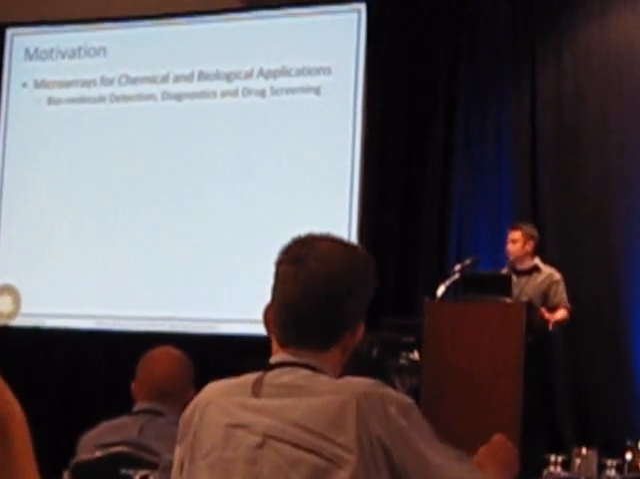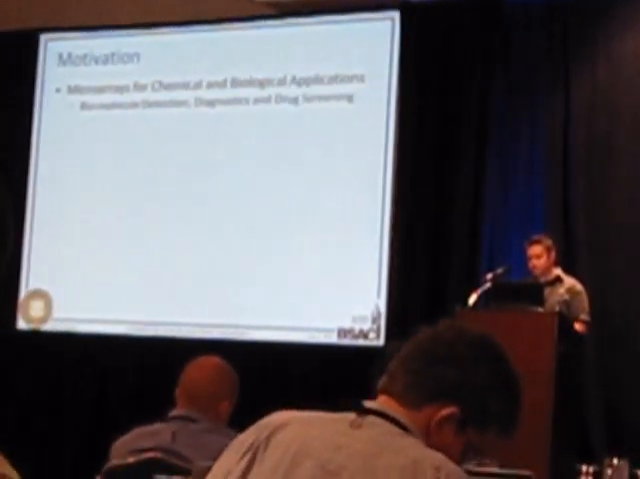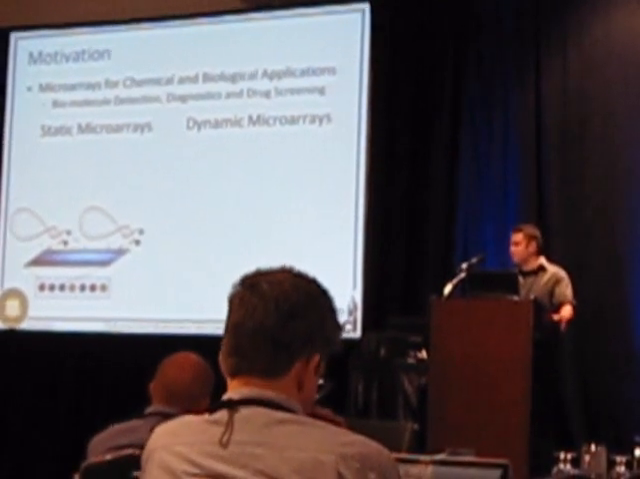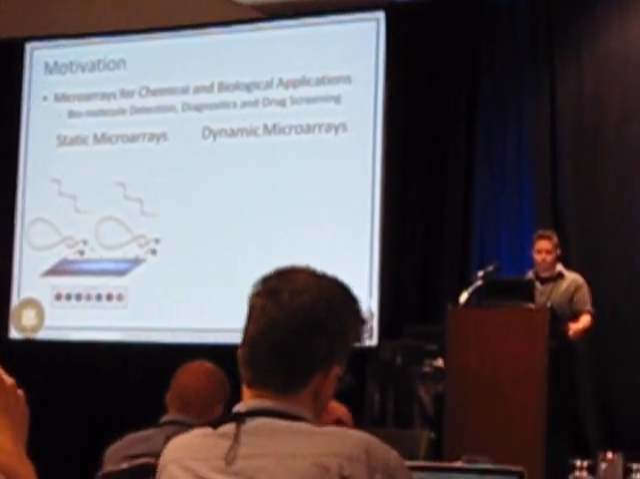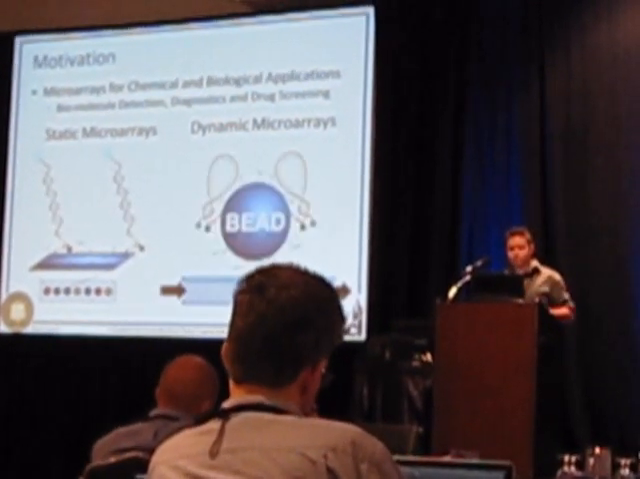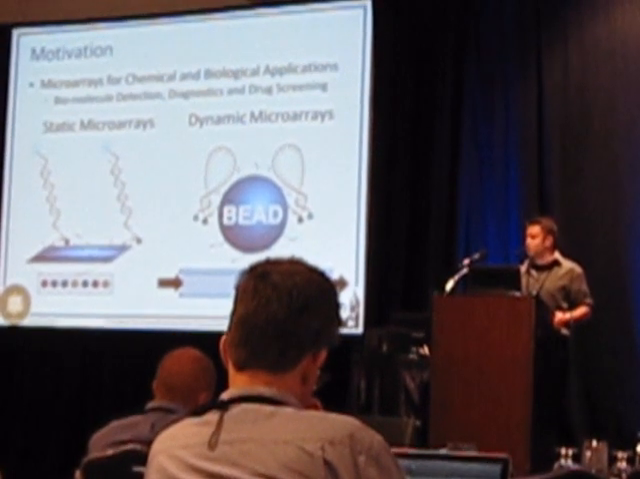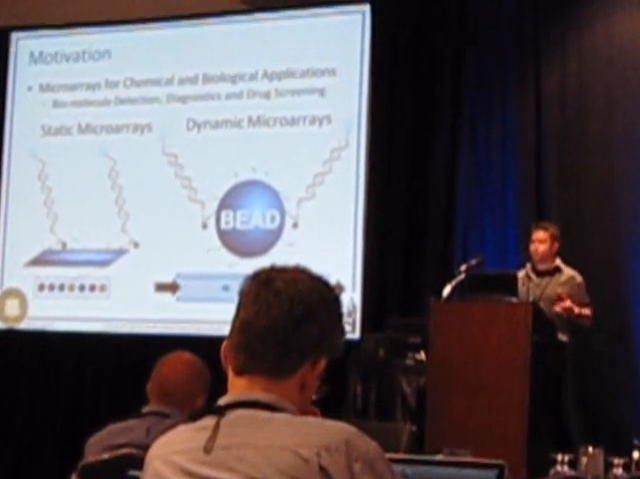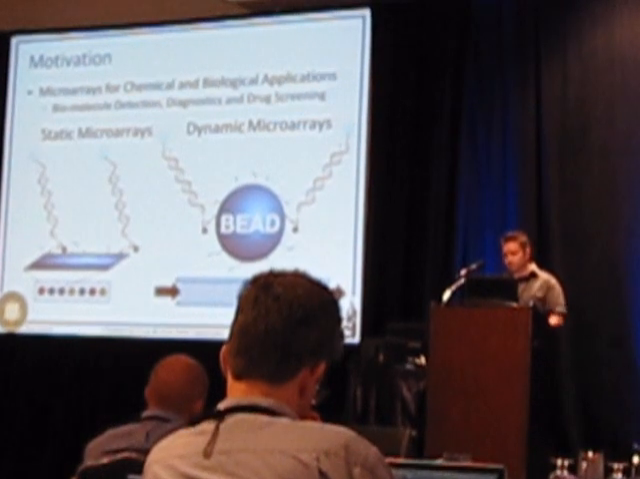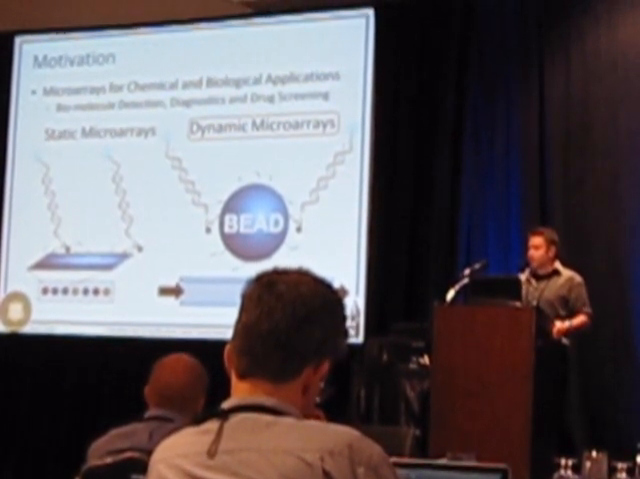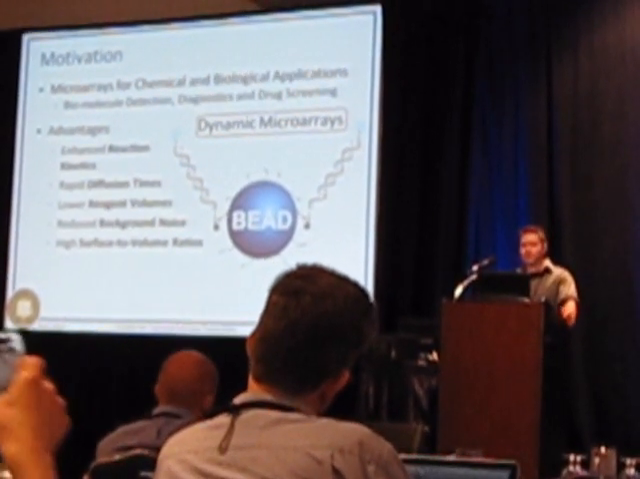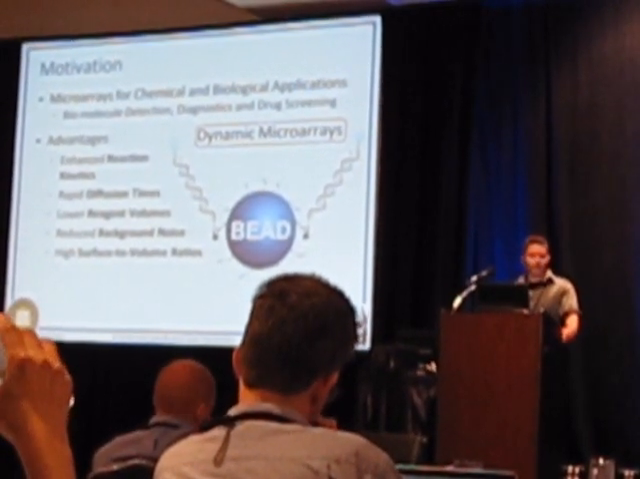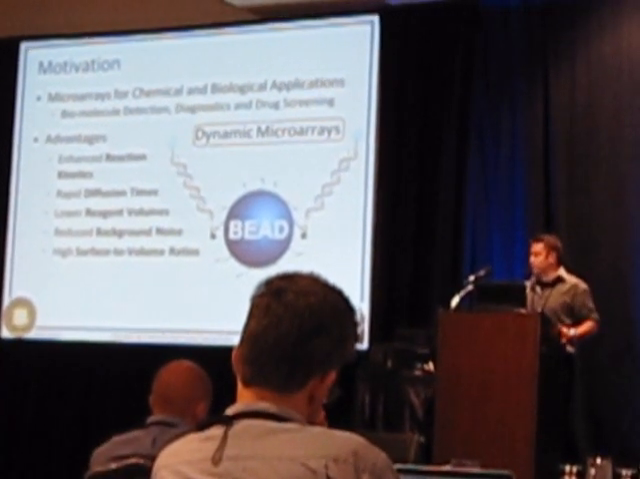So for chemical and biological applications, there are essentially two main types of microarrays, static and dynamic microarrays. Static microarrays refer to chemicals or biomolecules which are immobilized onto a static substrate. In contrast, dynamic microarrays consist of chemicals or biomolecules which are immobilized onto mobile substrates. And this consists of either microbeads or microparticles or cells. But between these two technologies, dynamic microarrays present a superior technique. And this is due to a number of advantages. In particular, the faster diffusion times, the lower required reagent volumes, and the higher surface to volume ratios associated with microparticles, and more specifically to microbeads.